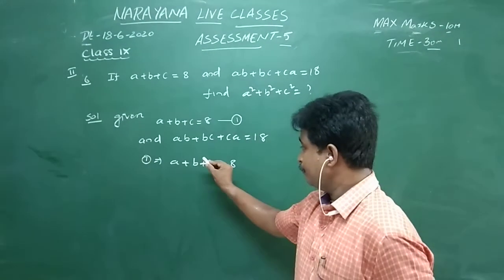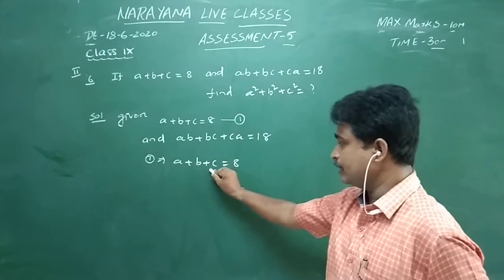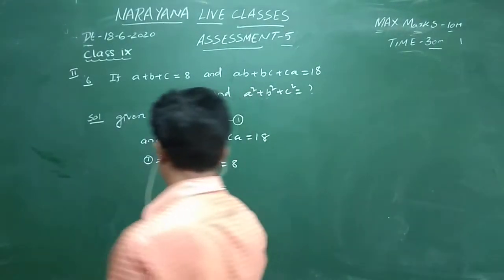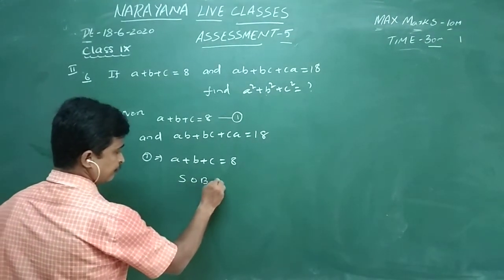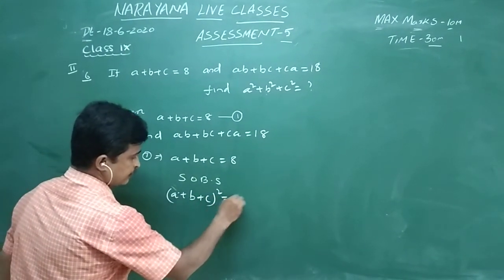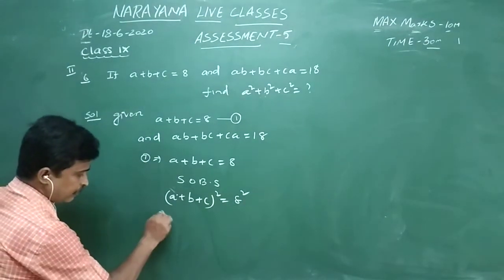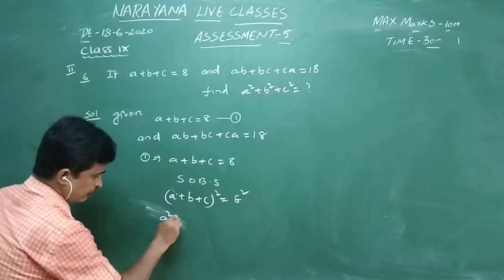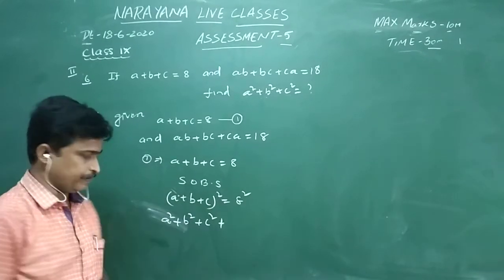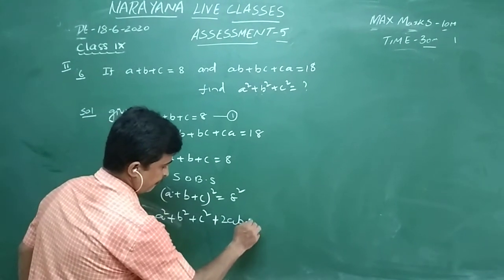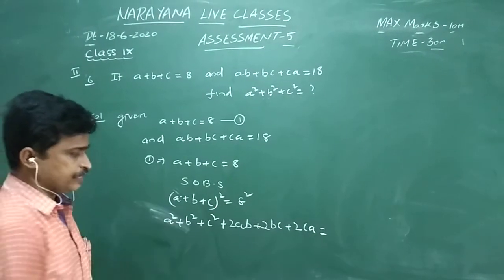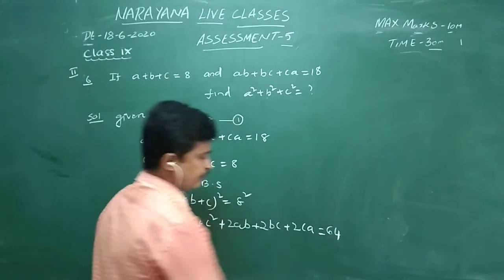Okay. Here we find a square plus b square plus c square. So here there are squares, then we can apply squaring on both sides. Therefore a plus b plus c whole square is equal to 8 square. Apply the formula a square plus b square plus c square plus 2ab plus 2bc plus 2ca. Already we know the formula from the previous problem. It is equal to the value of 8 square, which is 64.